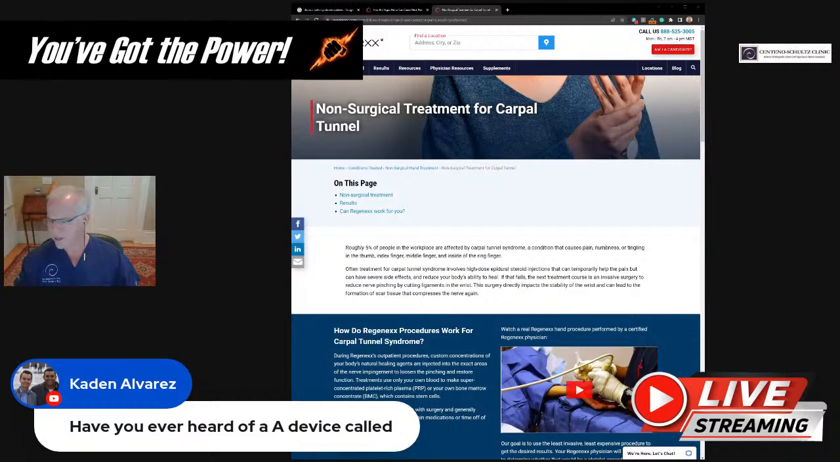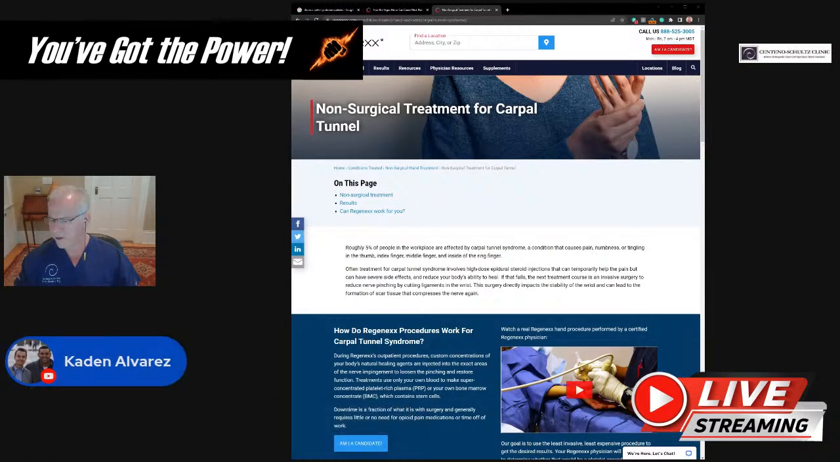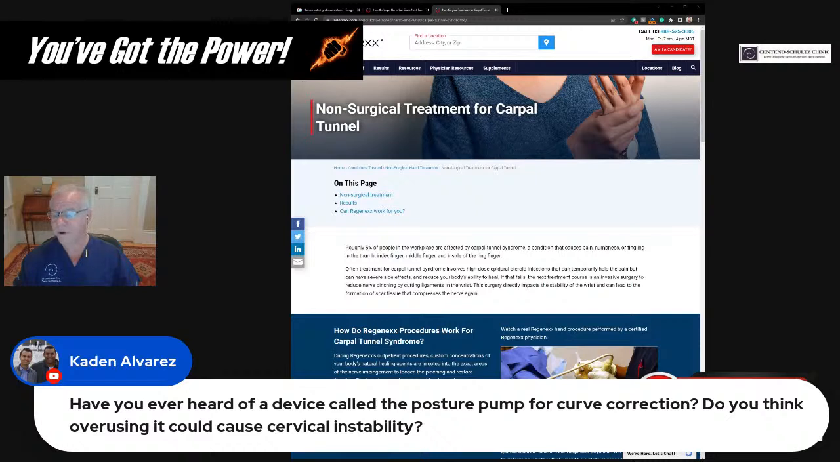Caden asks if I've ever heard of a device called the posture pump for curve correction. Yeah, Caden, the posture pump is definitely pretty aggressive for curve restoration, so I think it would work better if you were a younger patient. But if you're really concerned about curve, you should see a chiropractor specializing in chiropractic biophysics, or CBP. That would be a good person to see, because they can try to see which devices are best for you to use at home. The posture pump is pretty aggressive, I would agree.